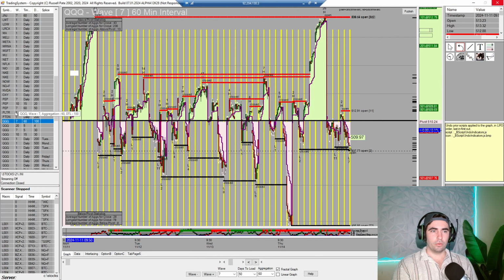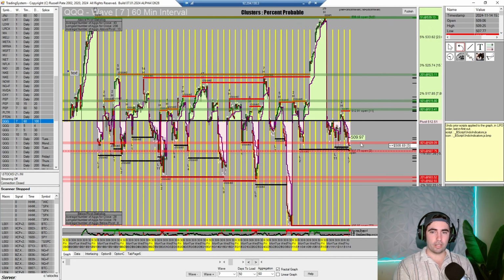Pretty simple. One of the amazing tools on the fractals. If there's any questions on that, feel free to ask. And I will see you all in the next one.